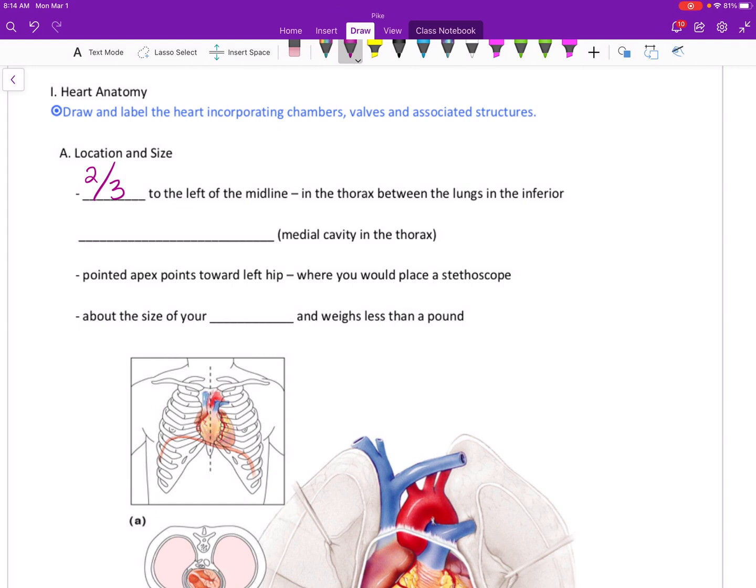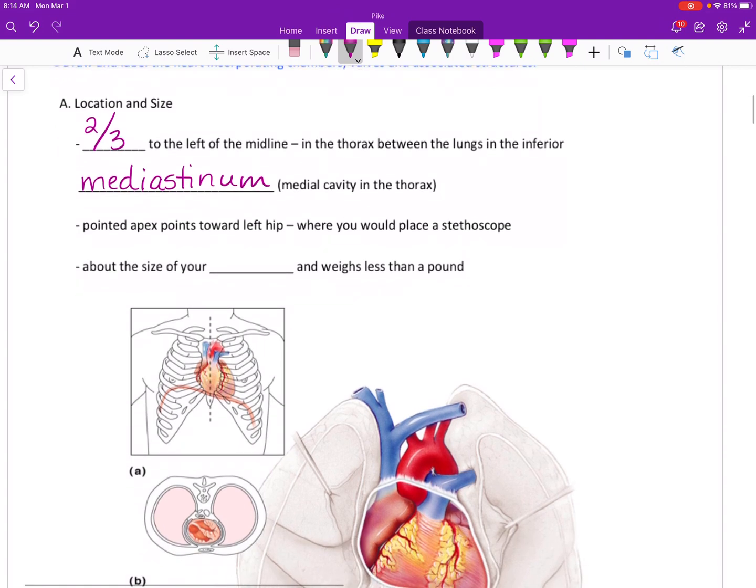It is in the thorax and it is between the lungs in the inferior mediastinum. We had this when we looked at body cavities. The mediastinum is just that middle space, that middle cavity in your chest, in your thorax. The pointed apex, the bottom part of your heart, that little point, does not point directly down. It points over to your left hip, and that's where you would place a stethoscope, because that's where your blood is being pumped out to your lungs and to your body. And it's about the size of your fist, and it weighs a little less than a pound.